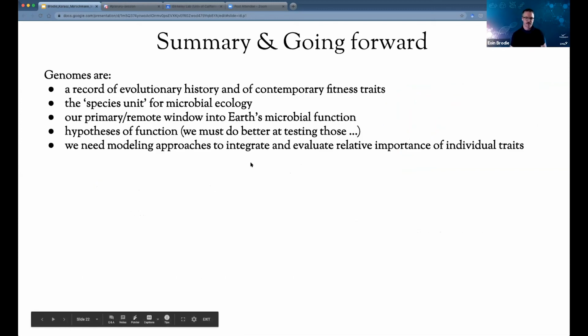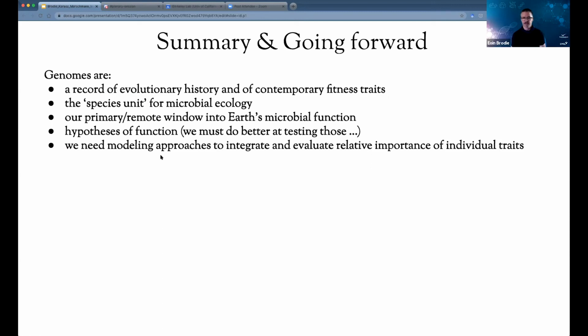So just to wrap up, what we've tried to show here is that we all know that genomes are a record of evolutionary history, but also of contemporary fitness traits. They're now considered the species unit for microbial ecology. They are our primary window into microbial function on Earth, but they are only hypotheses of function, and we must do better at testing those hypotheses using other methods, evaluating their phenotype.